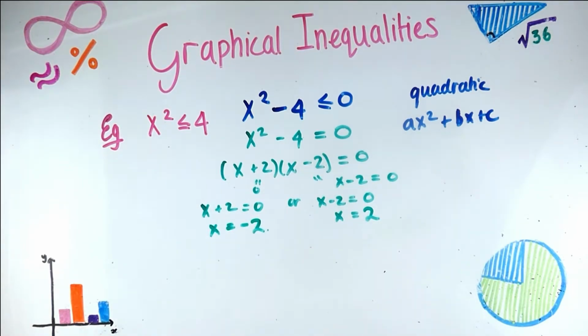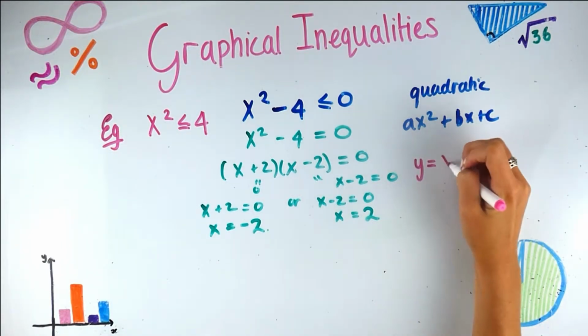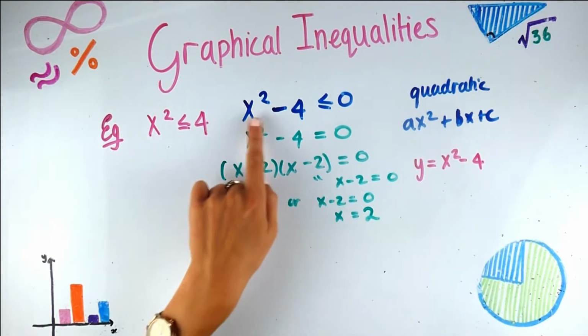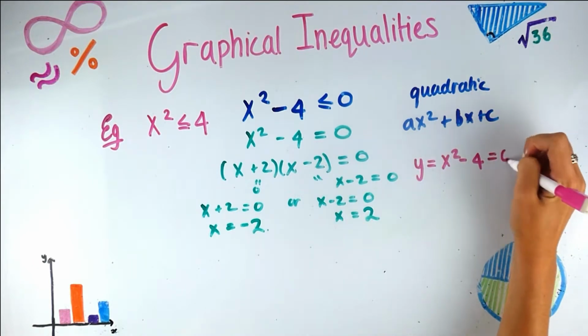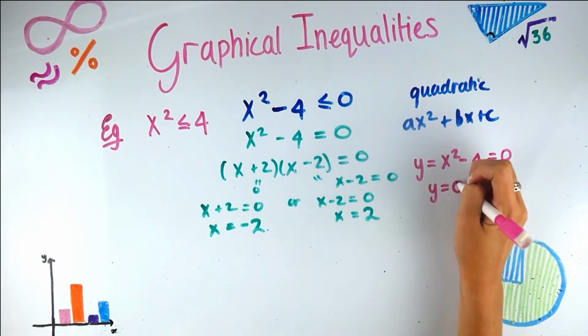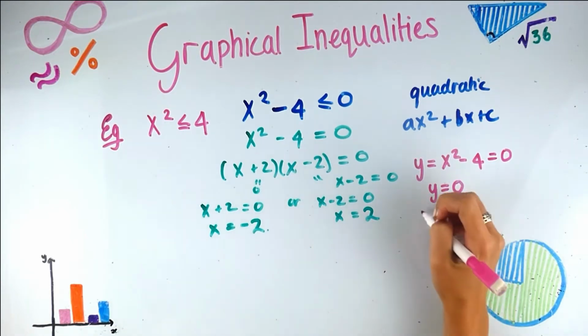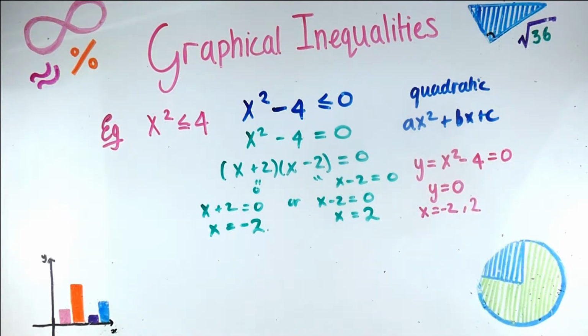Now if I think of this in a graphical way, I could think of the graph as y equals x squared minus 4. If I've set that to equal 0, really I'm saying that y is 0. So when y is 0, I'm getting the values x equals minus 2 or 2. So let's plot that on a graph.